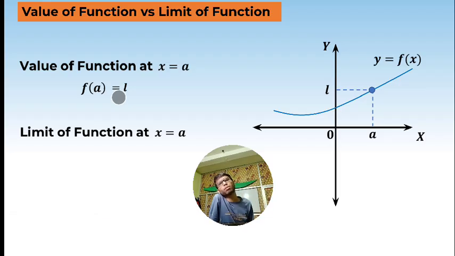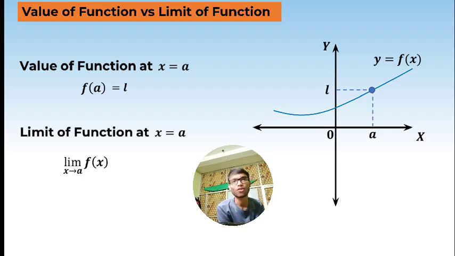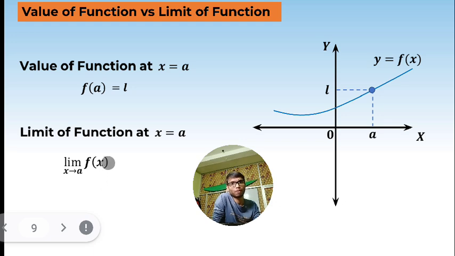But what about the limit of a function? Here x is equal to a, and then here we are saying limit. This is the limit of a function. Here we are saying x tends to a. That is what we are saying. X tends to a.